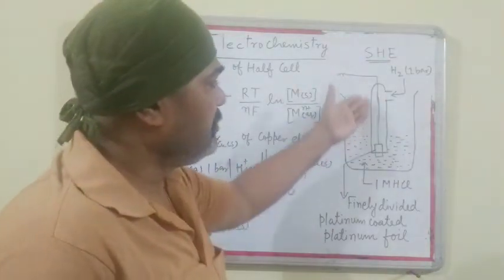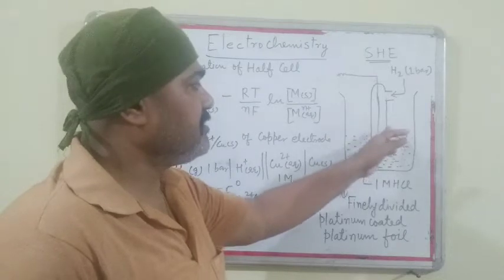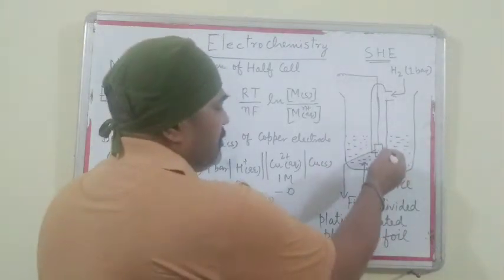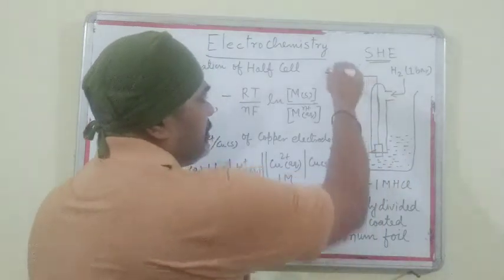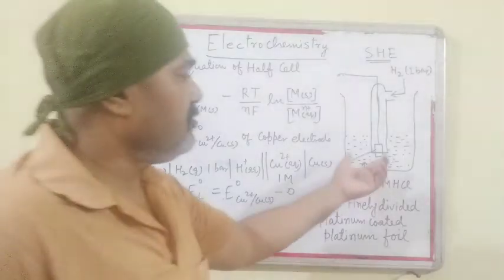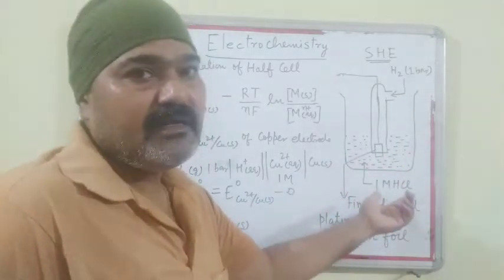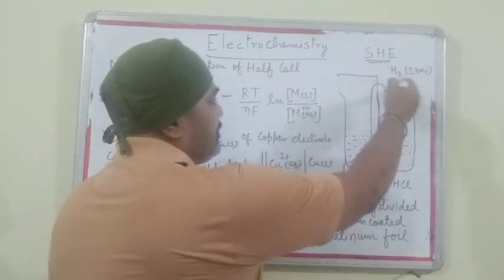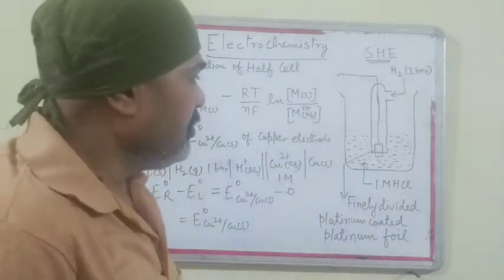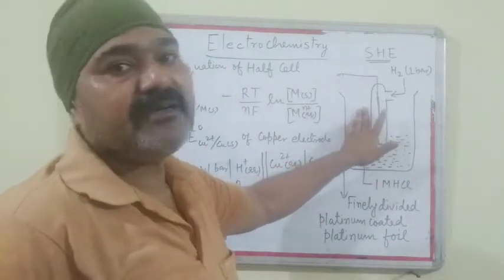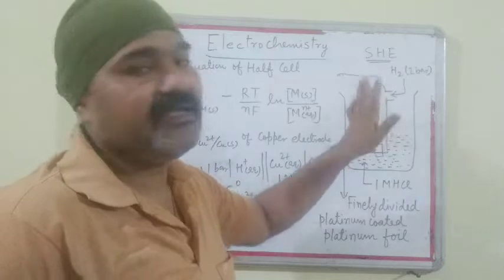You can see this is made up of a glass tube, and here this is the platinum coated foil, and it is the connecting wire, and this is dipped in a 1 molar solution of HCl, and H2 at 1 bar is bubbled in this. So by default its standard electrode potential is assumed as 0.